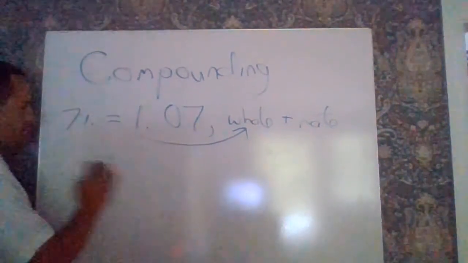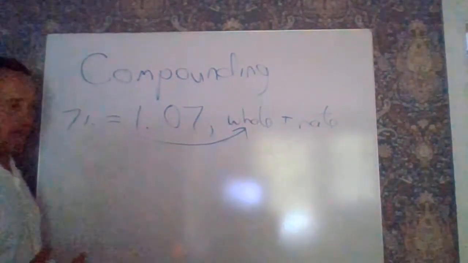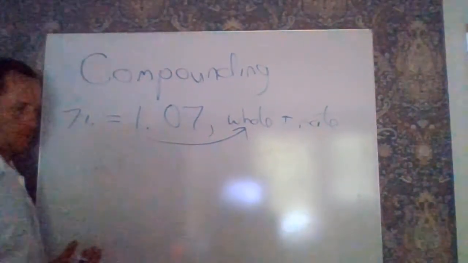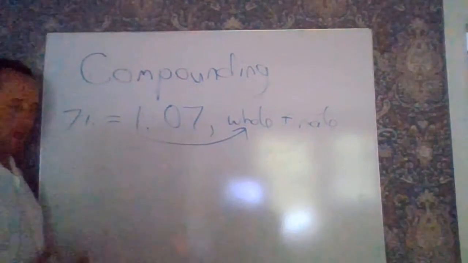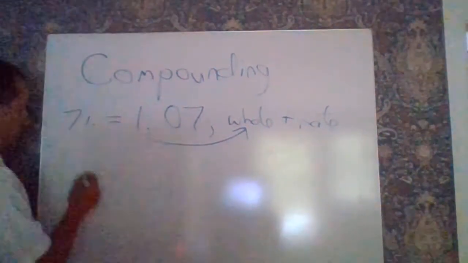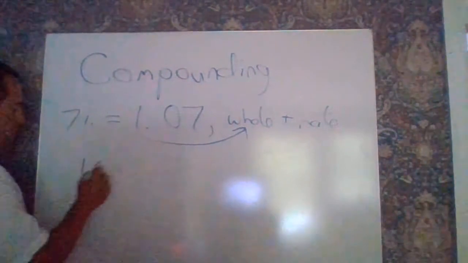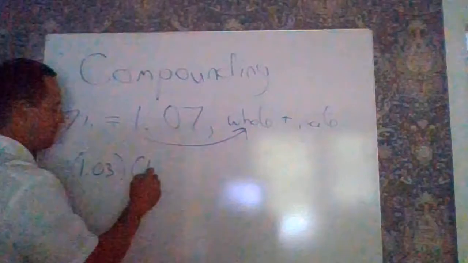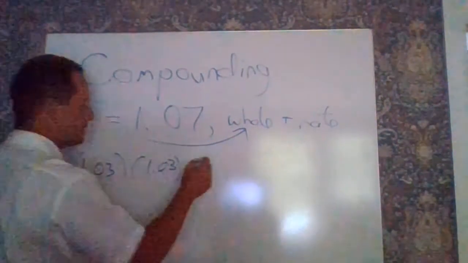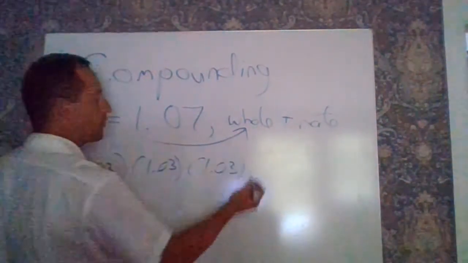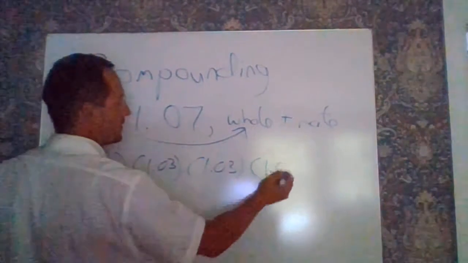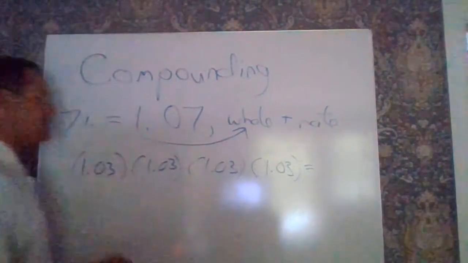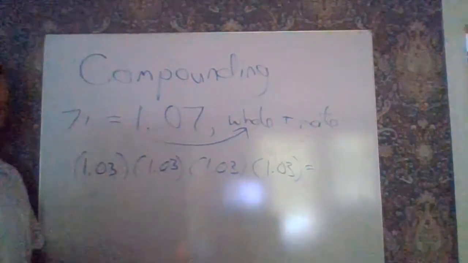So if we were, say, going to have 3% for 4 years, or 3% compounded 4 times, we have 1.03 times 1.03 times 1.03, 4 of them. Now, what does this give us? This gives us the factor, the growth factor.